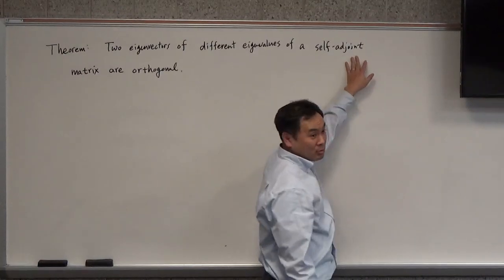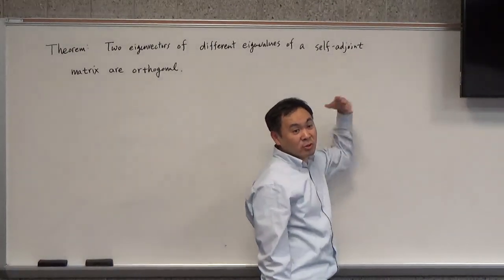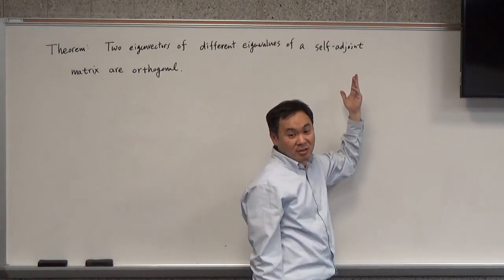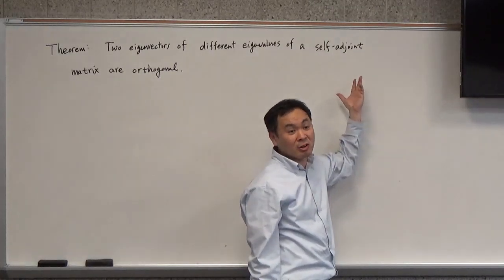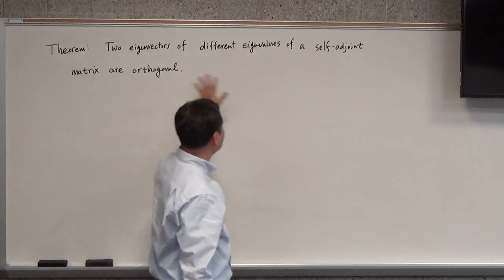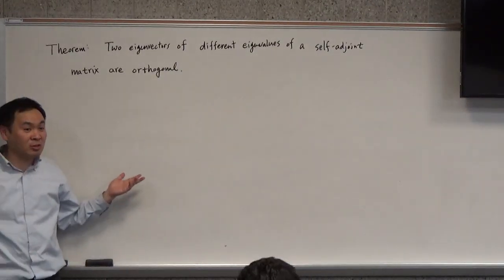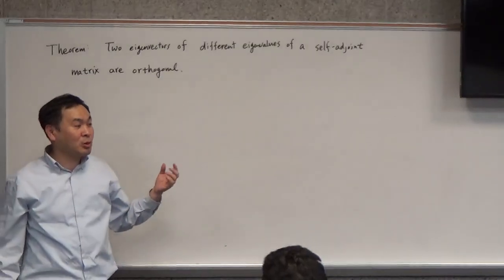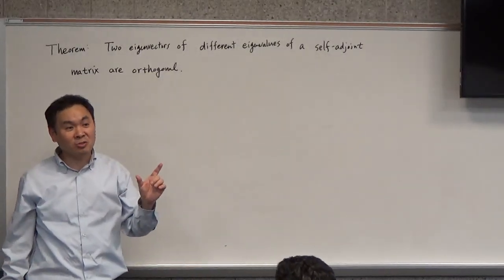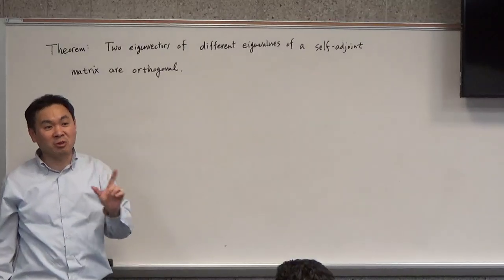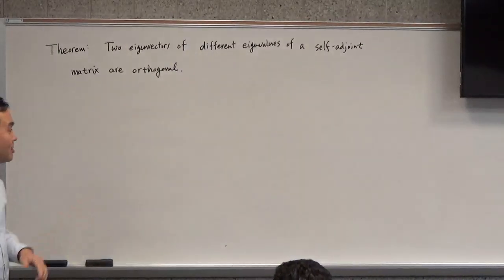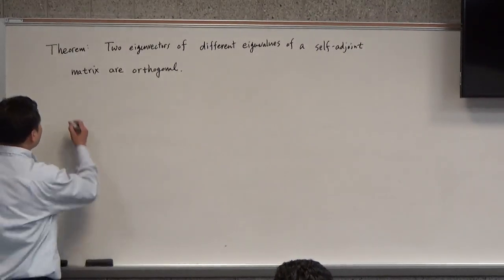What are self-adjoint matrices? In the real case, these are symmetric. In the complex case, it is Hermitian. So this theorem says that whether you have a symmetric real matrix or a Hermitian complex matrix, whenever you have two different eigenvalues, their eigenvectors will be orthogonal. Okay, it's kind of interesting. So, proof.